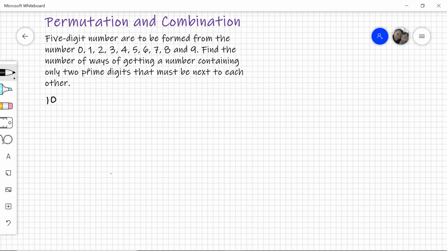Now, what are the conditions that we need to fulfill in forming this 5-digit number? We have to get the number which contains only 2 prime digits. So only 2 prime digits, and those 2 prime digits must be next to each other, side by side. Okay, so let's look at the numbers that we have.